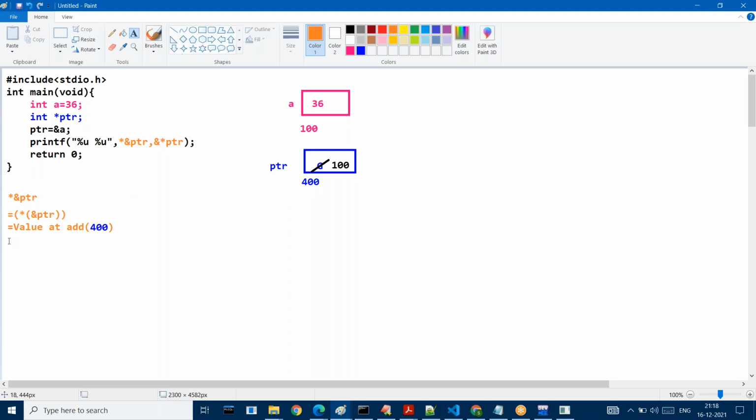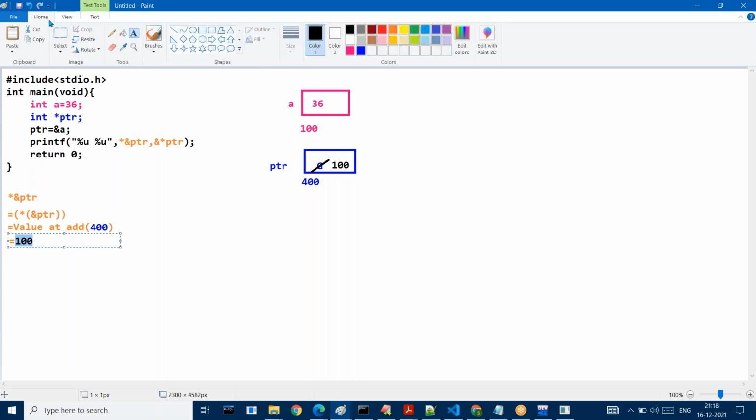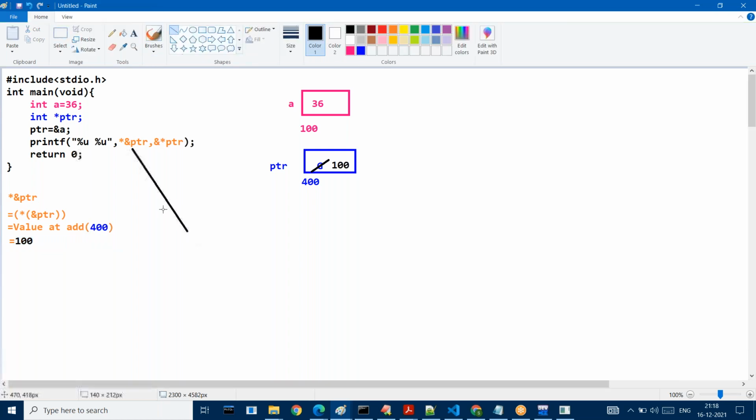What is the value at address 400? 100. Is this 100 a value or an address? It's an address, sir. That means, currently, for the first one, I'm not going to get any value. What I'm going to get? Address. Ayush, understanding? It's not a value, it's an address. This one is the address.